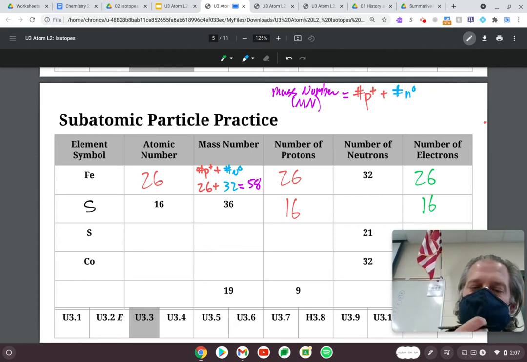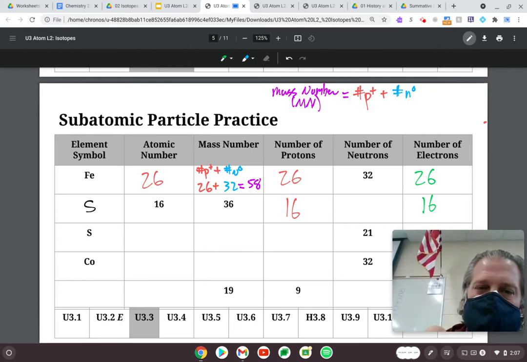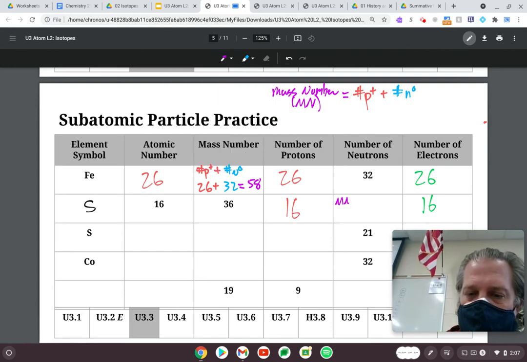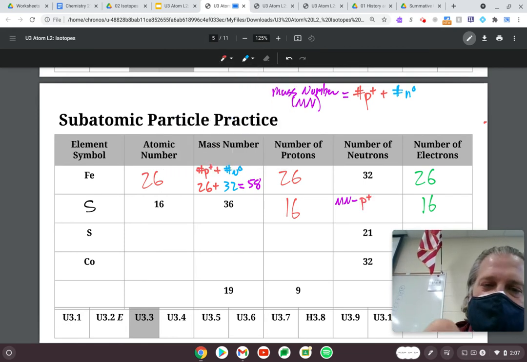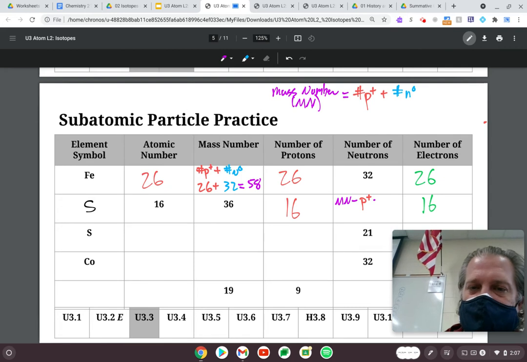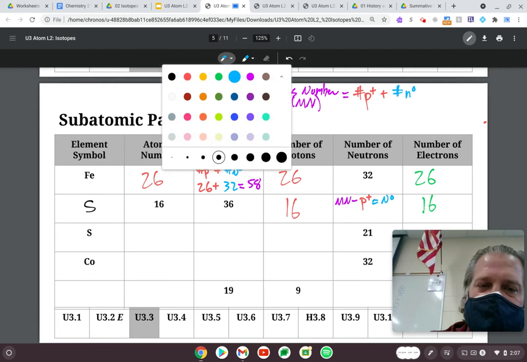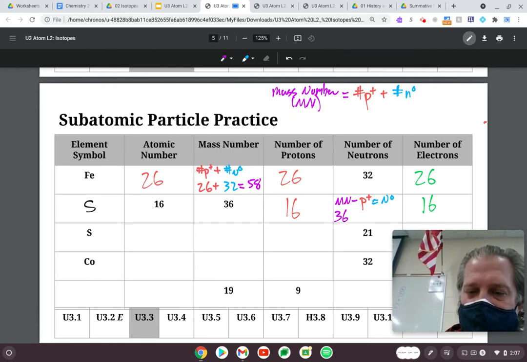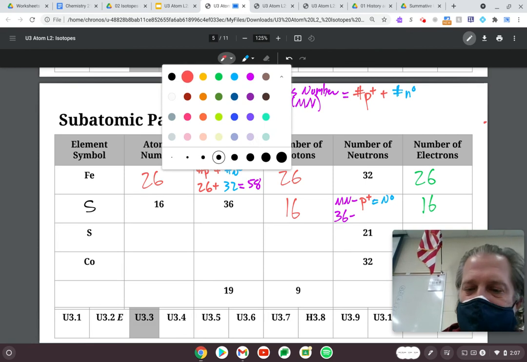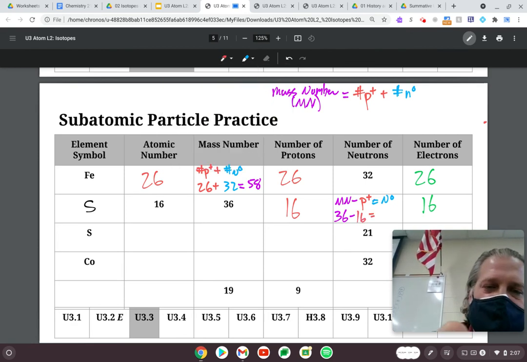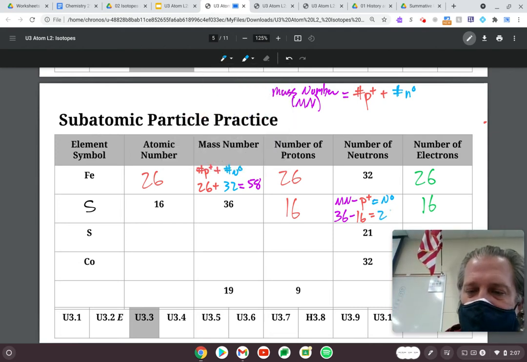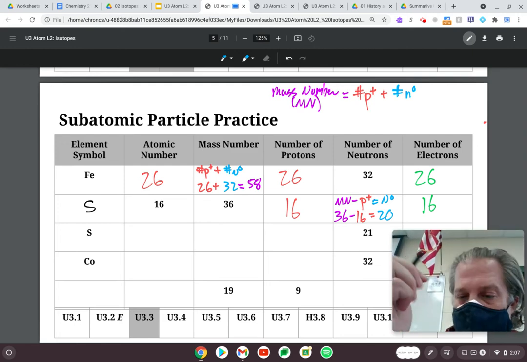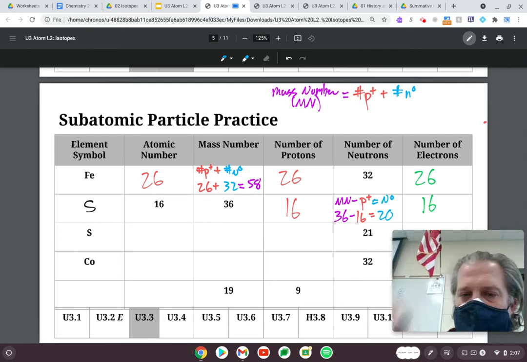So how are we going to figure out the number of neutrons? Well, we're going to take the mass number minus the number of protons to give us our number of neutrons. So in this instance, our mass number is 36, minus the number of protons, which is 16. And 36 minus 16 is, last time I checked, 20 for our neutrons. So I'm going to write this formula up there just for us to keep track of.